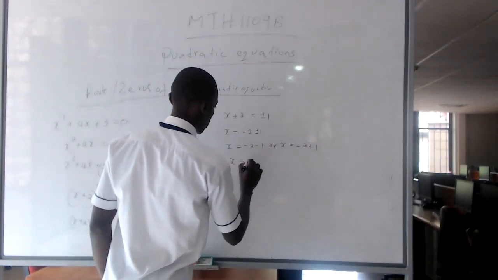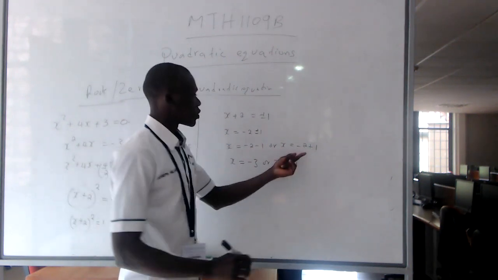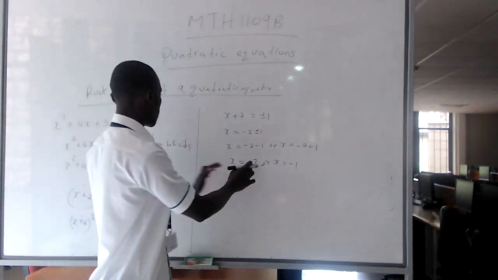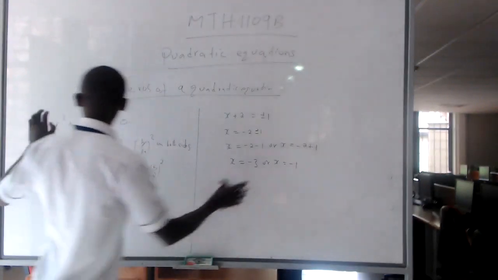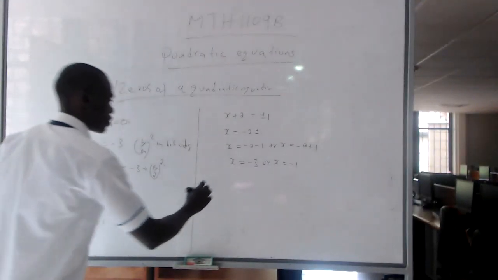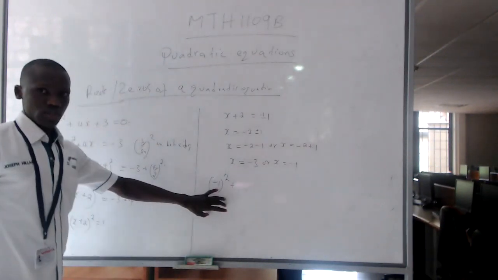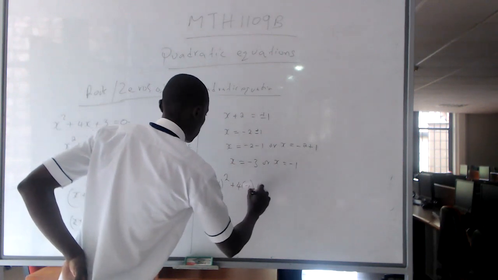So x is minus 3 or x is minus 1, where minus 1 is minus 2 plus 1. You can verify that if I put minus 3 here, it should give a 0. If I put minus 1 here also, it should give me a 0. Let's try. If you put minus 1 squared, plus 4 times minus 1, plus 3. This step is not necessary, I'm just trying to verify.